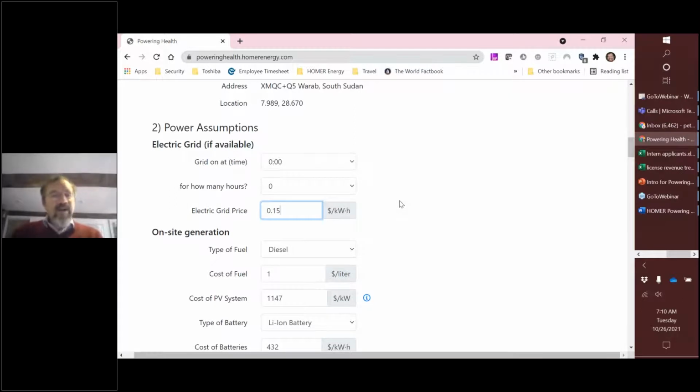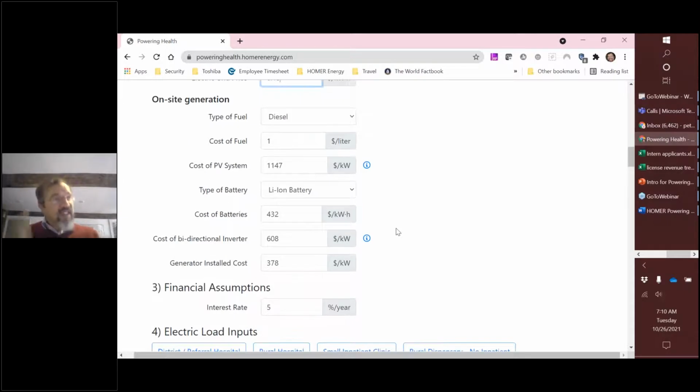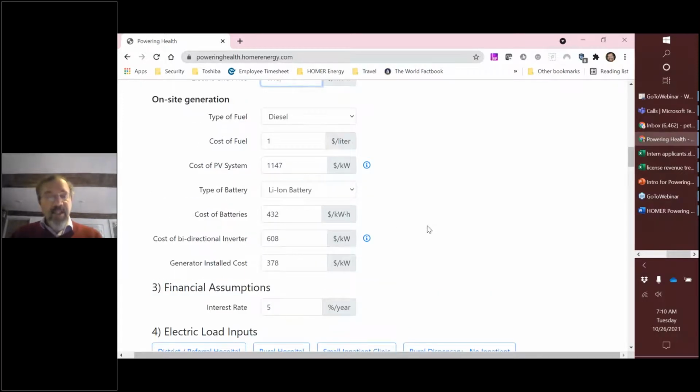And then a few very simple inputs, like what's the price of diesel fuel? And that should be the delivered price. In many of these places, one of the biggest challenges with diesel is just the logistics of getting the fuel to the site, so you should include all of those logistical challenges and costs as well. HOMER is going to find the least cost system, so costs are very important. The least cost system to meet the required load. So we've kept this really simple. HOMER Pro itself has many, many more inputs.